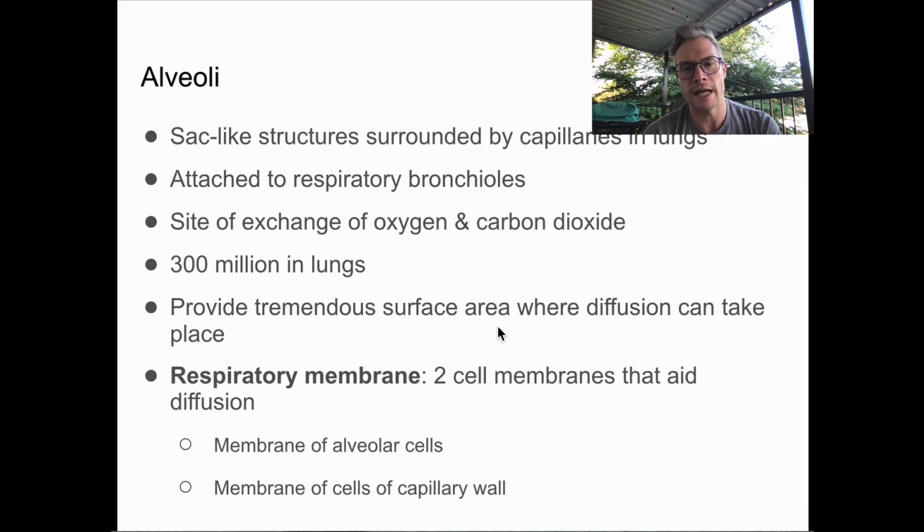And so once we get down to the site of gas exchange in the alveoli, we notice that the respiratory membrane is only 2 cells thick. And so one comes from the side of the alveoli, and the other is the capillary wall. If you recall, when we were going through our cardiovascular system, we mentioned that the capillary beds are only 1 cell thick, right?